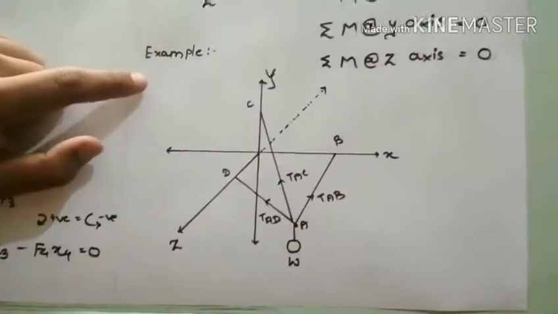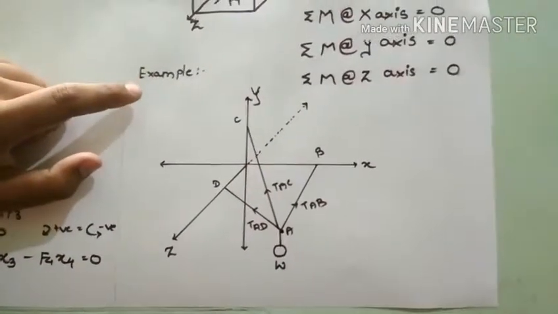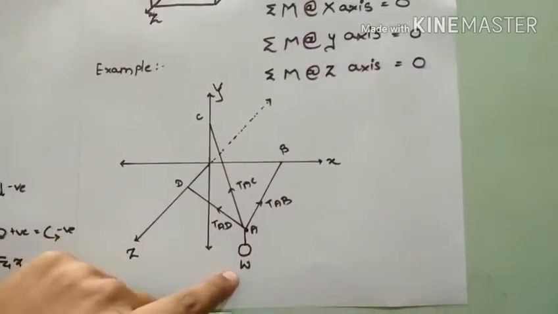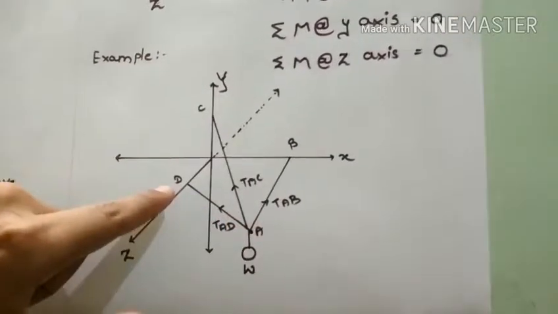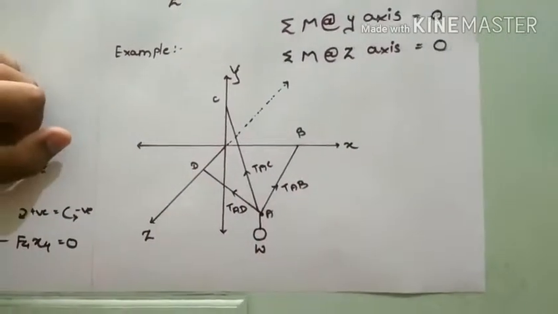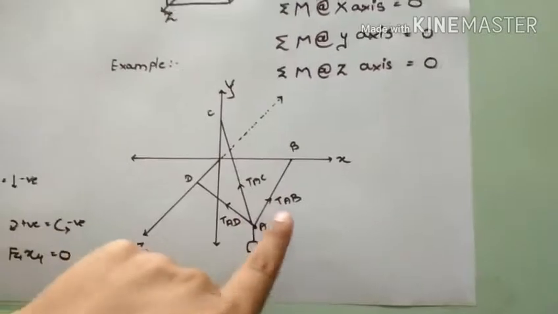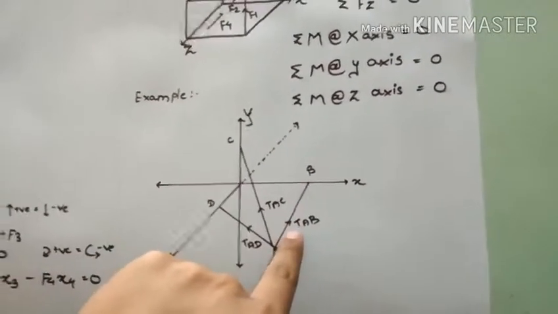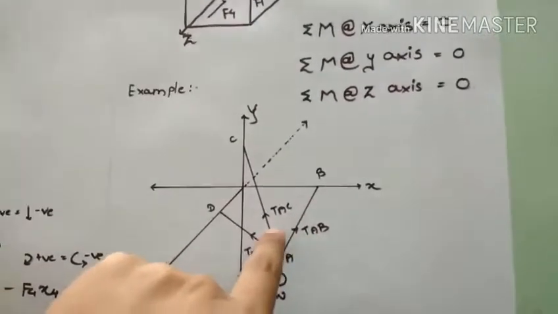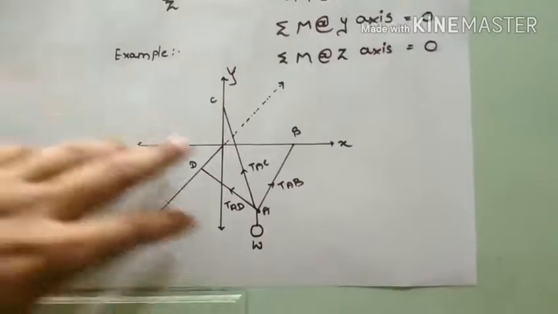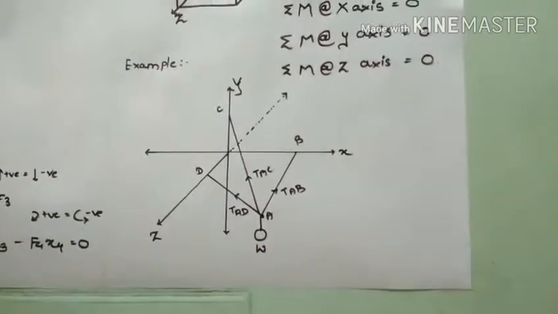See, this is an example of a non-coplanar system of forces. Here the weight W is in equilibrium because of these cables or wires AB, AC and AD. So there are three tensions developed in these wires, respectively TAB, TAC and TAD. This is all about the conditions of equilibrium.